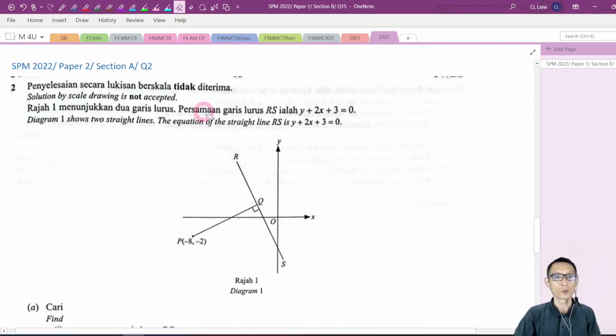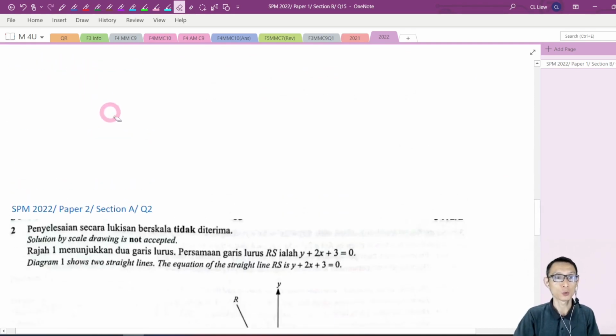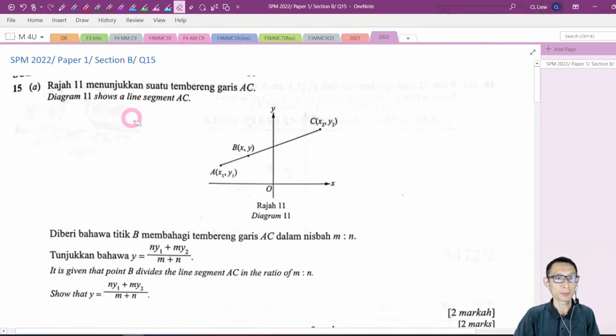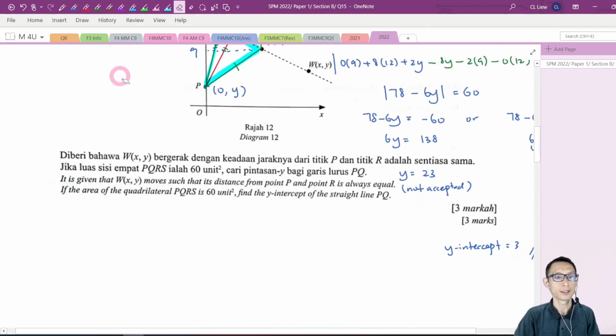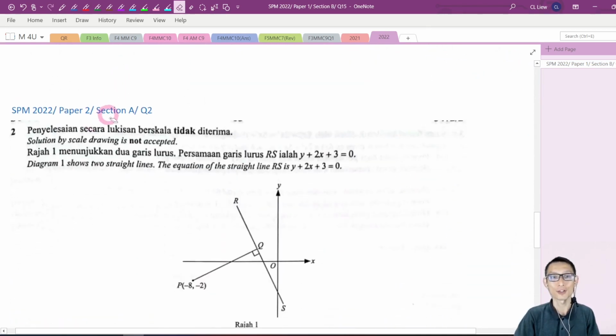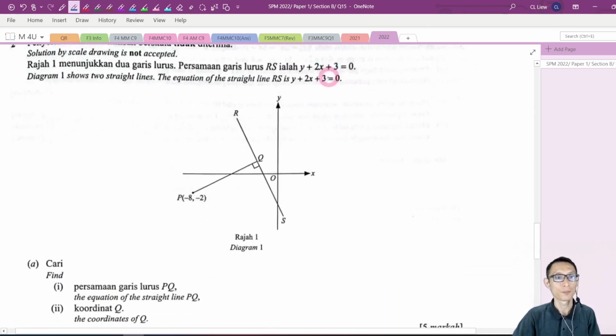Okay, now this question was also taken from SPM 2022. This is paper 2 just now. One is paper 1, all right? Paper 1 section B. So this is paper 2 section A. Question number 2. Now, diagram 1 shows two straight lines.